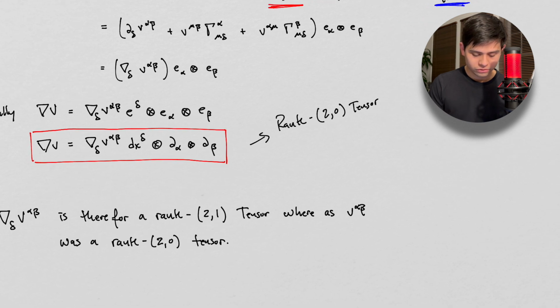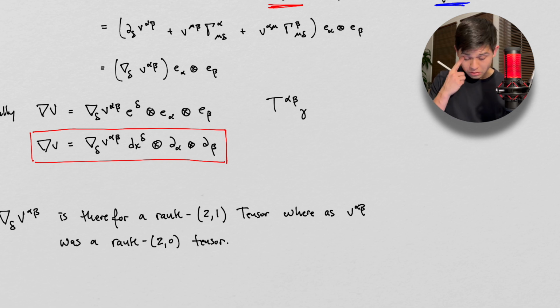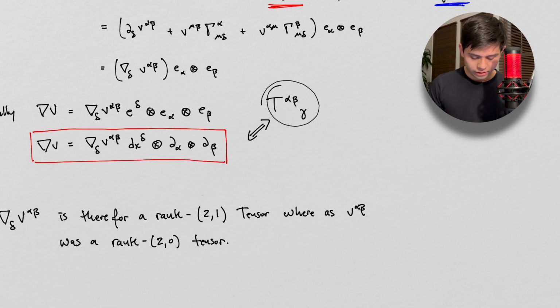Not a rank 2, 0 tensor, right? This is actually a rank 2, 1 tensor, because we have a lower index now. That's why this is called the covariant derivative. We add an index to the covariant portion of the rank. And so if that's a rank 2, 1 tensor, we can write its components as alpha, beta, gamma. So the coefficients are going to look like this.